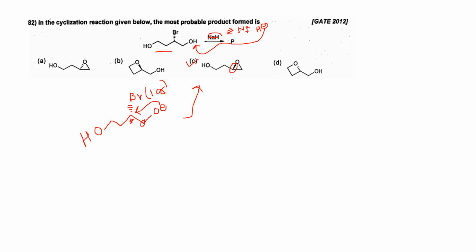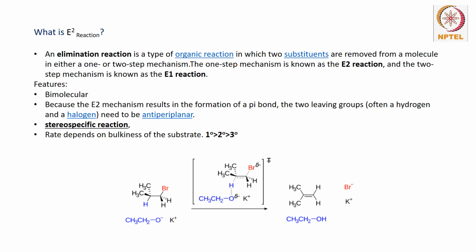So this is substitution. Similar to this substitution, now we know about elimination. If we compare, there are two types of substitution, SN1 and SN2. There are also two types of elimination, E1 and E2. So E2 and SN2 are comparable. If you try to compare, both are bimolecular. In both cases, both are concerted and stereospecific.